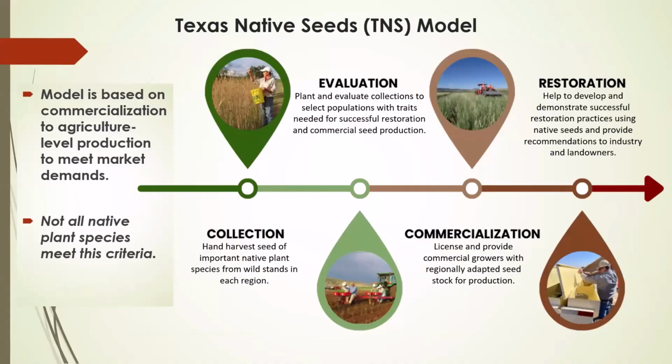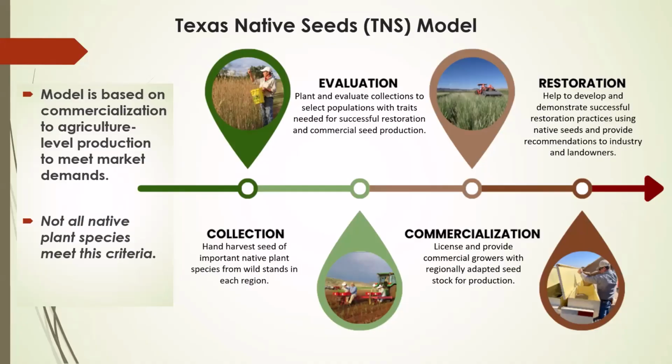The Texas Native Seed model ultimately is based on: can the population of a given plant produce seed at commercial scale? That's what it has to be able to do, because our releases, what some people may call a cultivar, a variety, a strain, a line, are grown at commercial scale, and we're not able to do that. We're not a commercial seed company.